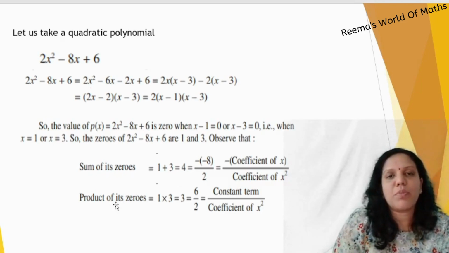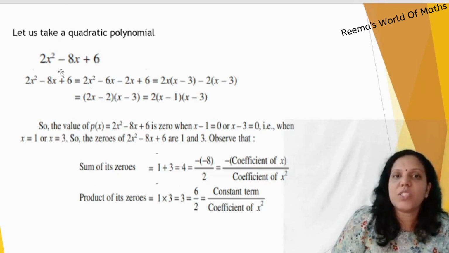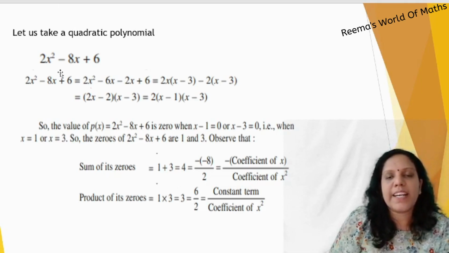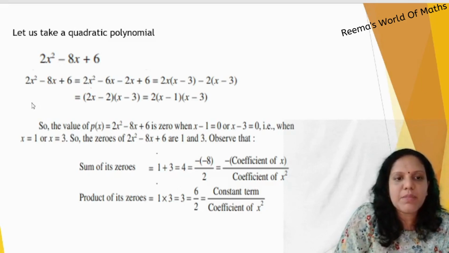We factorize the polynomial using splitting the middle term. For splitting the middle term, please watch the previous video in the polynomials chapter. In the first video, I have done a detailed video for splitting the middle term. So by splitting, here the middle term is minus 8x.